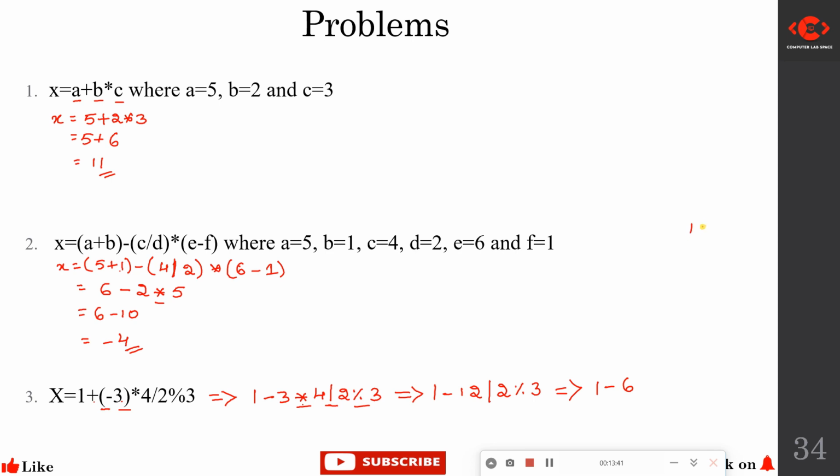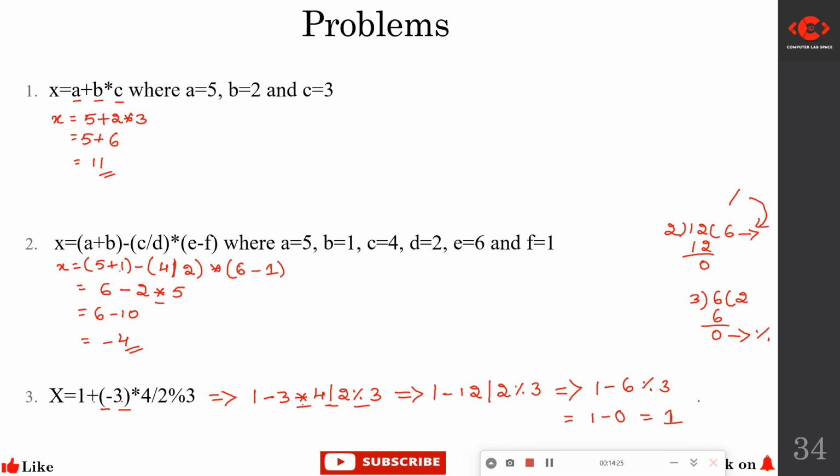For division, you need to consider the quotient. So 2 sixes are 12, the remainder is 0, and for division you consider the quotient. So 1 minus 12 divided by 2 is 6 mod 3. So 1 minus 6 mod 3. 3 twos are 6. For mod you need to consider the remainder. So what is the remainder here? 0. So the overall result will be 1.